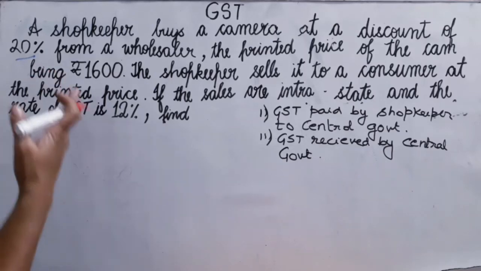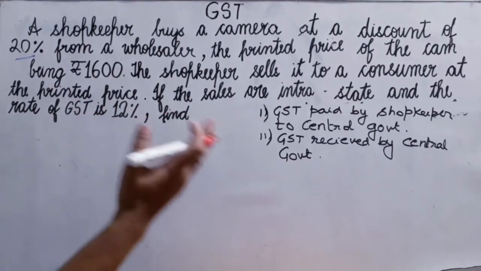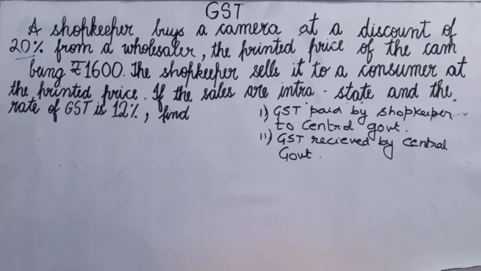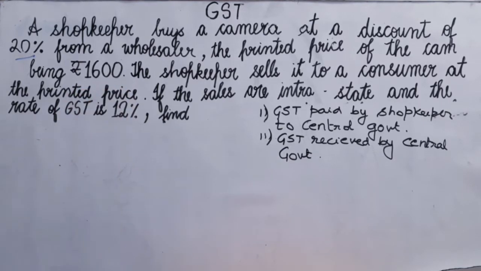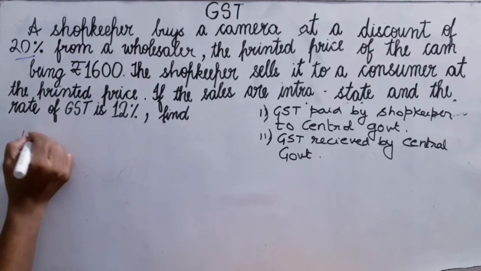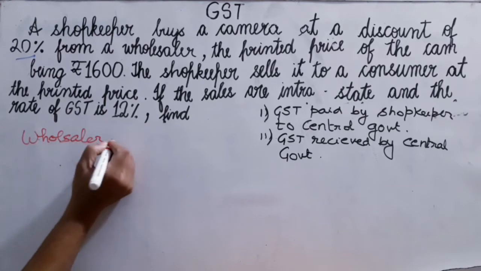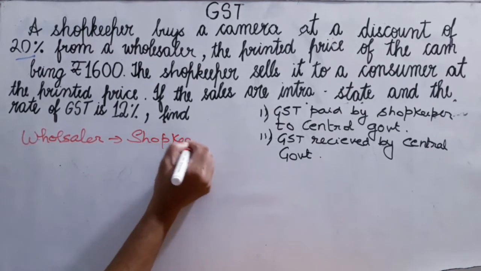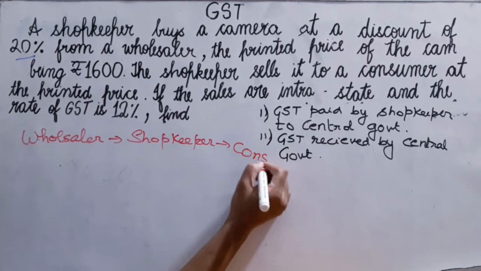Here, a shopkeeper buys a camera at a discount of 20% from the wholesaler at the printed price. The printed price of the camera is 1,600. The shopkeeper sells it to the consumer. Now, how does the transaction go on? Here you have a wholesaler. He is giving to the shopkeeper, and the shopkeeper is giving to the consumer.